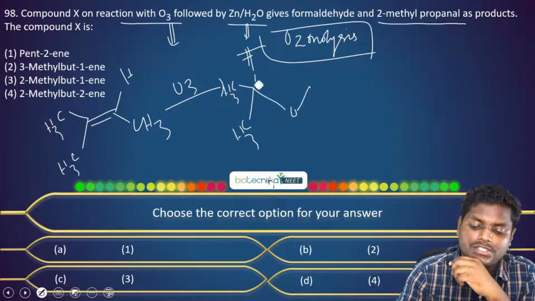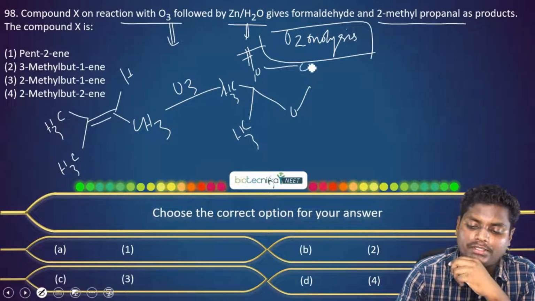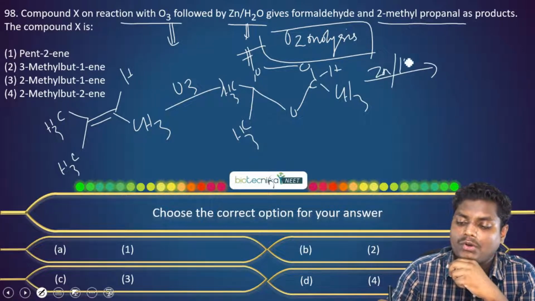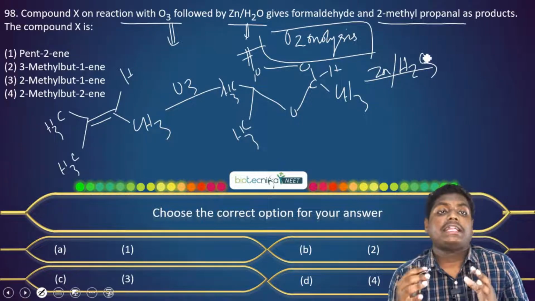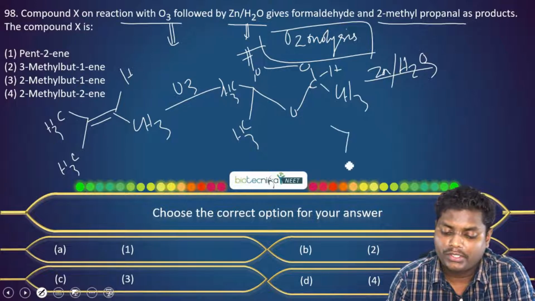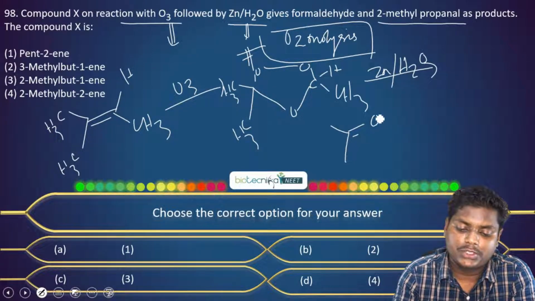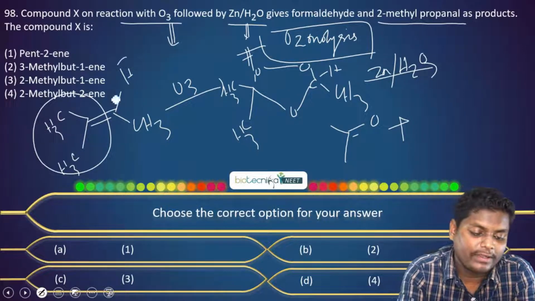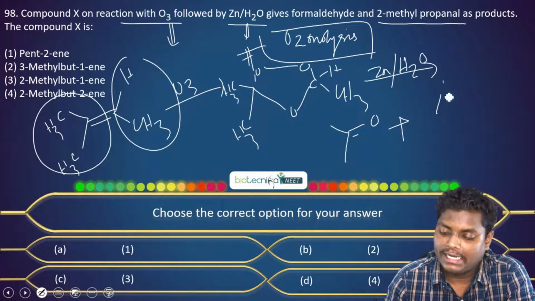So this is the structure of an ozonide. In the presence of zinc and water, this entire complex will decompose to give us the products: acetone, where this group was attached, plus we'll be forming the aldehyde here.